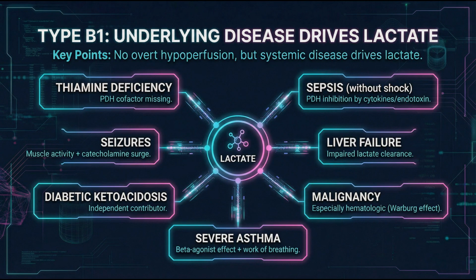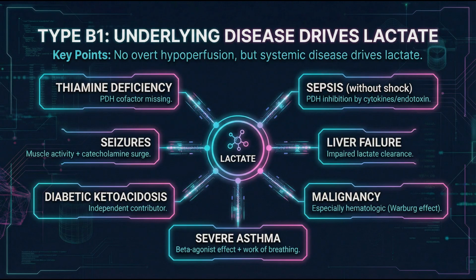But then we have type B, where there is no overt hypoperfusion. Type B1 is driven by underlying systemic disease. Sepsis, even without shock, causes PDH inhibition by cytokines. Liver failure impairs lactate clearance. Malignancy, especially hematologic cancers, drives the Warburg effect. Severe asthma causes a massive beta-agonist effect plus the extreme work of breathing. Seizures cause intense muscle activity and a catecholamine surge. Thiamine deficiency means the PDH cofactor is missing, and diabetic ketoacidosis is an independent contributor.